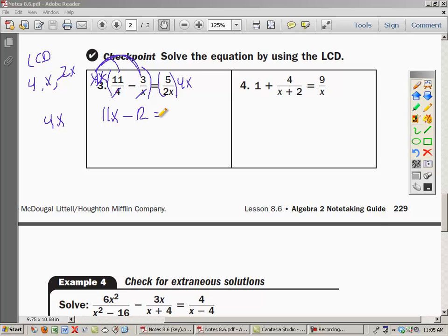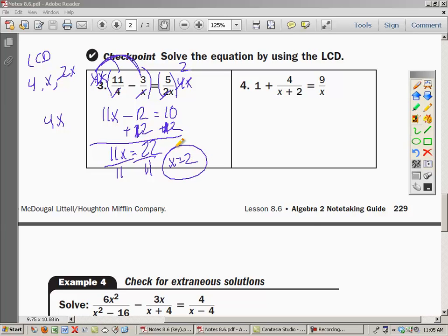Keep in mind that was minus 3. On the other side of this, 2x cancels with the x and 2 of the 4, and so I end up with 5 times 2, which is 10. Now this is a simple linear equation at this point. This becomes 11x is equal to, sorry, I'm adding 12 here. This becomes 22, and dividing both sides by 11, I get x equals 2. That one's pretty straightforward. Okay?